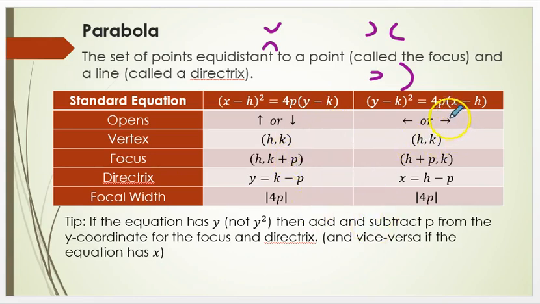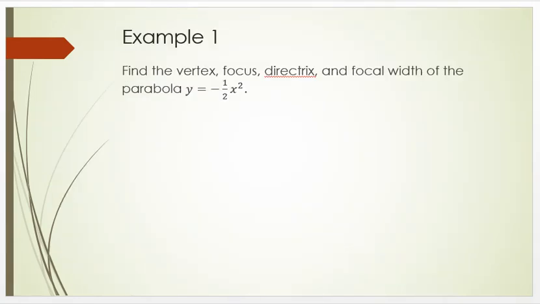And vice versa. If you have x to the first power, not an x squared, but an x to the first power in your equation, then you're going to be adding and subtracting that p value from your x coordinate. So whatever is to the first power, that's what gets the p number added and subtracted for determining your focus and your directrix. So next we'll look at some examples similar to what you'll have in your assignments.